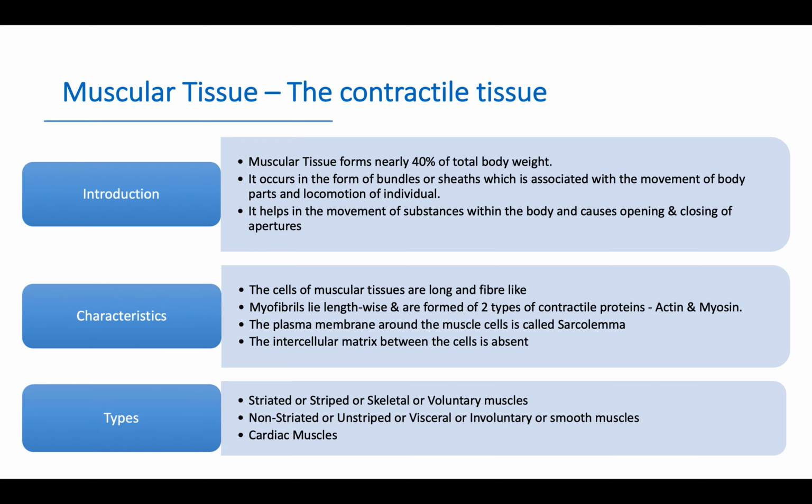Types of muscular tissues. There are three main types. First is striated muscles. Striated or striped or skeletal, as these are attached to the skeleton, or voluntary muscles because they work according to our will. Non-striated or unstriped or visceral or involuntary or smooth muscles. Third is cardiac muscles.